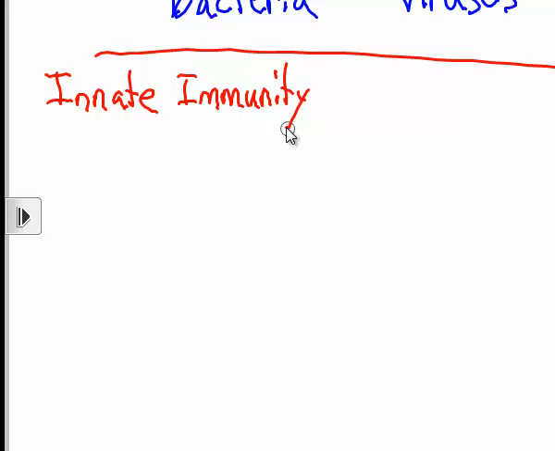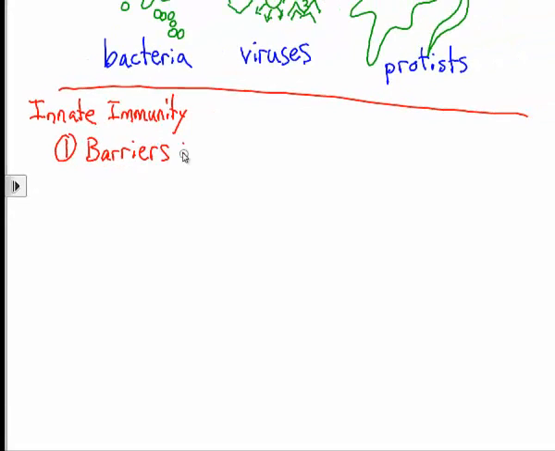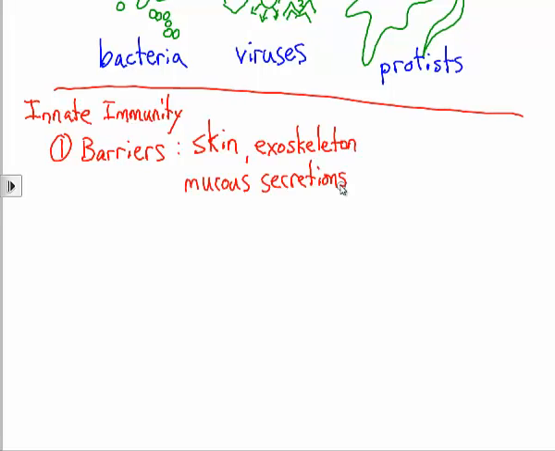Our first innate immunity is the barriers. For example, skin or an exoskeleton. Another barrier would be mucous membrane secretions. For example, in our tears, we produce a chemical, a protein called lysozyme. It's an enzyme that is very effective at destroying bacteria.